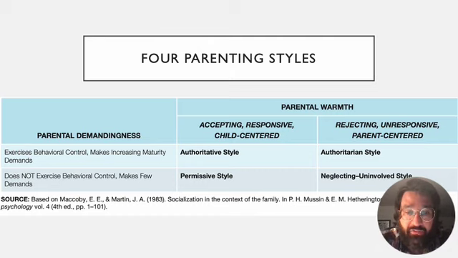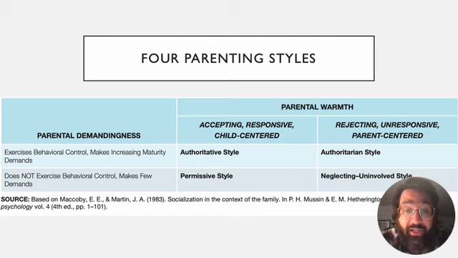So the authoritative style would be high levels of warmth and high levels of demandingness. A parent that sets very clear expectations and rules, that places appropriate demands, but does so in a way that's accepting, responsive, and child-centered. That's what we're aiming for, the authoritative style. The authoritarian style is placing high demands, making increasing maturity demands, but doing that in a way that's more parent-centered, unresponsive, or rejecting of the child.